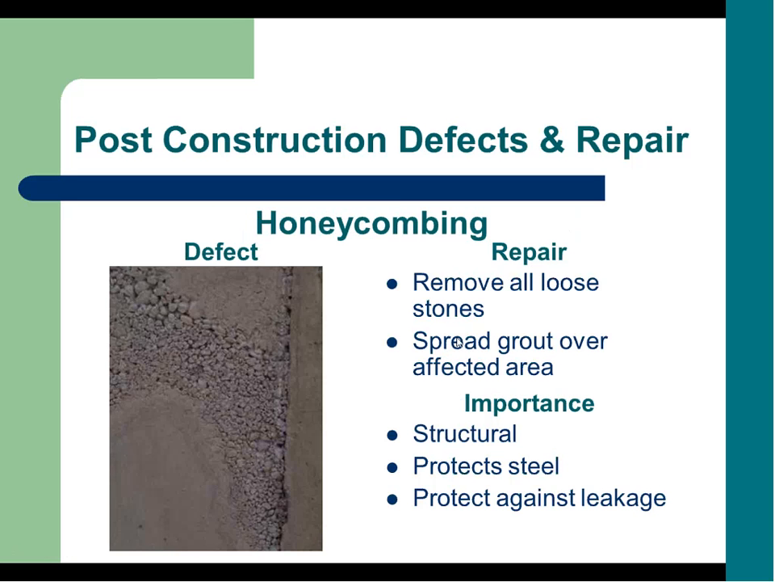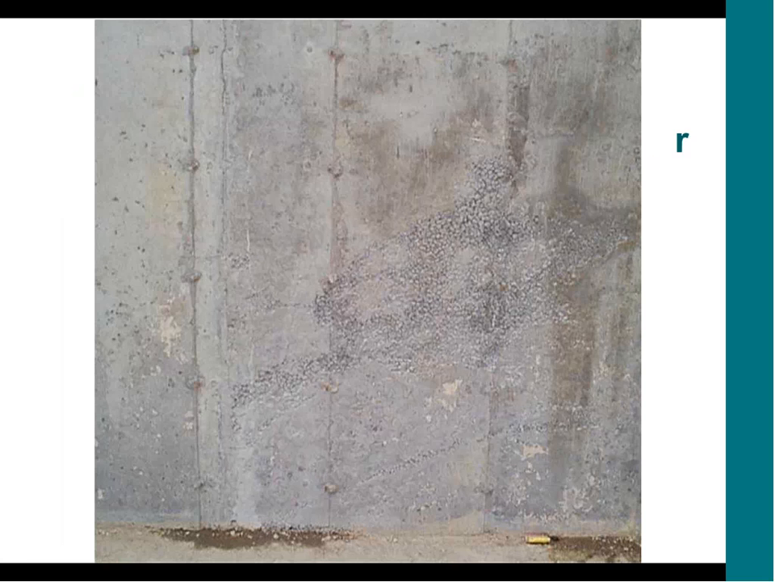Post-construction defects and repair. Honeycombing is one of the common ones we see. If there is a defect, you want to remove all the loose stones and spread grout over the affected area. Why do we want it fixed? Structurally, those impaired areas aren't going to hold up as well. You want to protect that steel. If air can get to that reinforcement, it's going to corrode more. And we also want to protect against leakage.